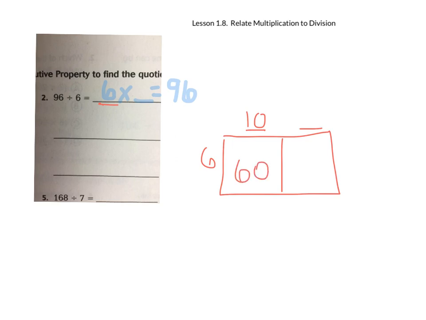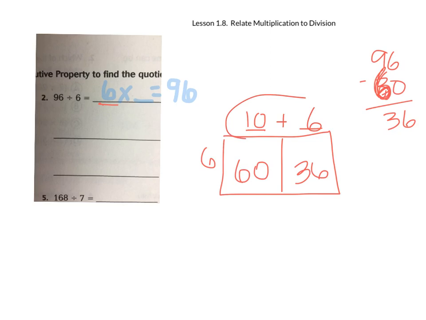Now here's where we have to figure out what this mystery number is. This number should help us equal 96 if you add 60 to it. So 60 plus what will give me 96? Well, I know if I did 96 minus 60, I would get 36. And we know 6 times 6 would equal 36. So let's put a 6 right there.